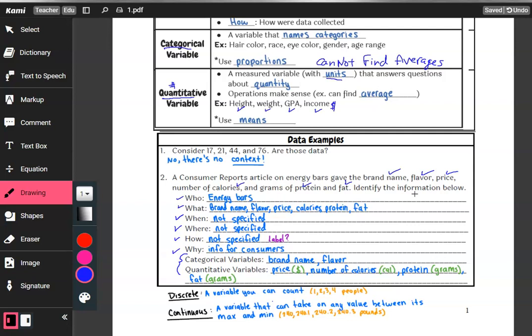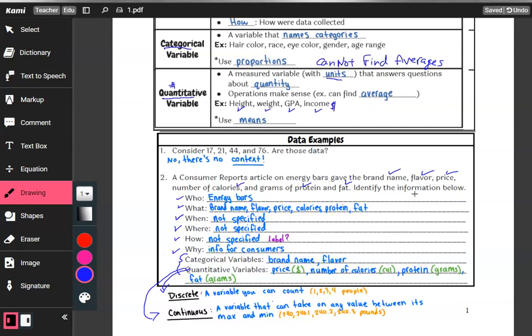And also we have discrete and continuous when we talk about quantitative variables. So for discrete, these are types of numbers that are things that are countable, that you're able to count. A variable you can count, such as 1, 2, 3, 4 people.